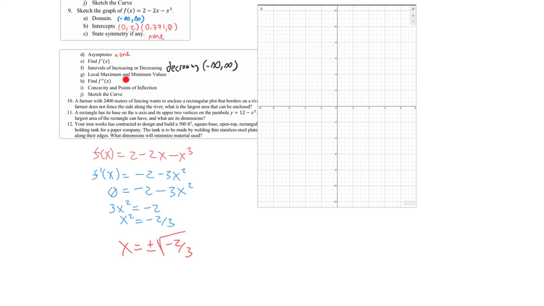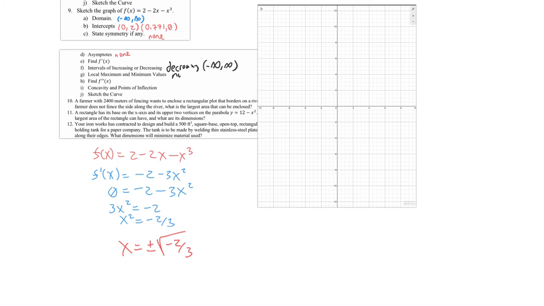All right, local maximum and minimum. Well, if it's decreasing the entire time, then there's no maximum, no minimum. We don't count infinity as a maximum, and we do not count negative infinity as a minimum either. So we can say none there too.